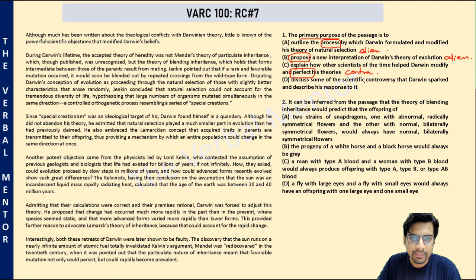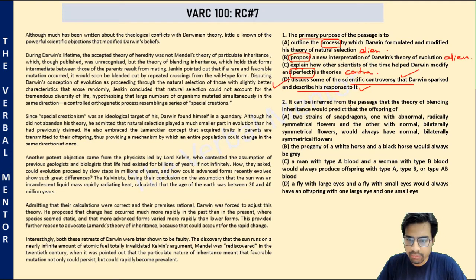Option D, the primary purpose is to discuss some scientific controversy that Darwin sparked, which is correct. Controversy simply means debate. And there was a debate. Other scientists had other perceptions of evolution, the process of evolution. So he did spark some controversy and describe his response to it. Yes, this is also described: how he responded to the controversy, how he responded to other scientists' objections by modifying or revising his theories. So how he responded to the objection is also there. Option D is the best available answer.